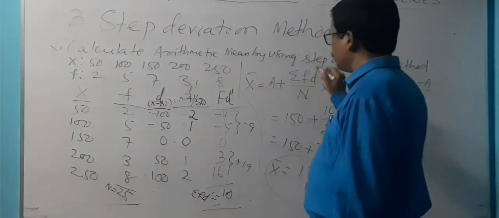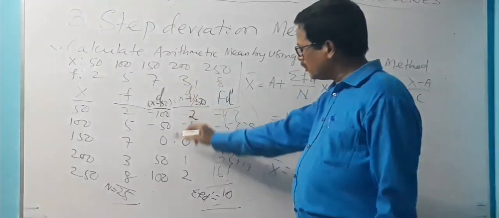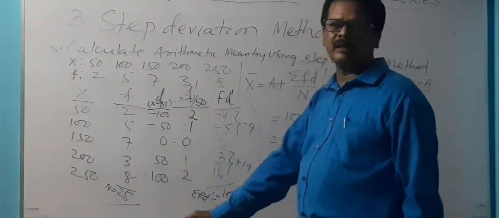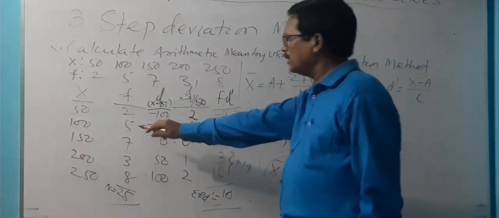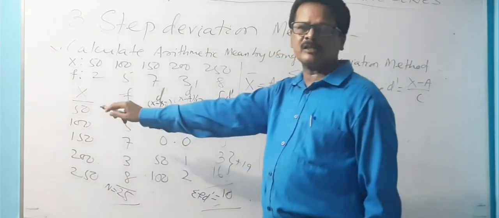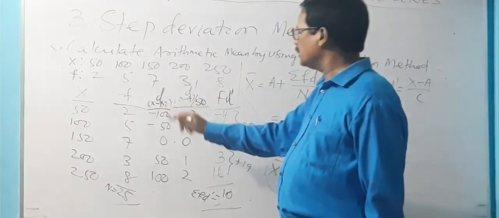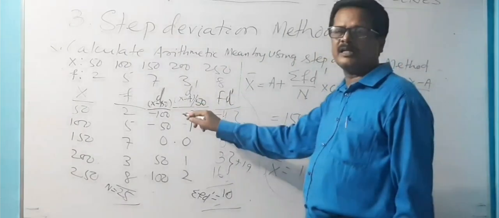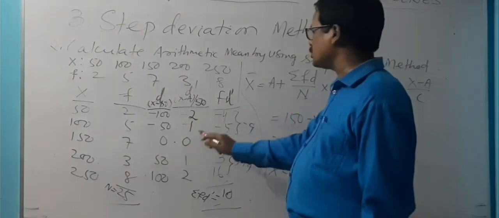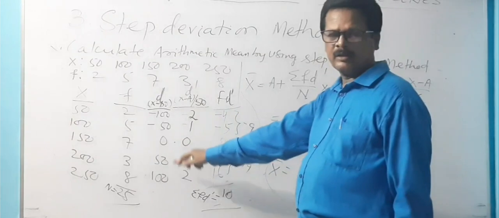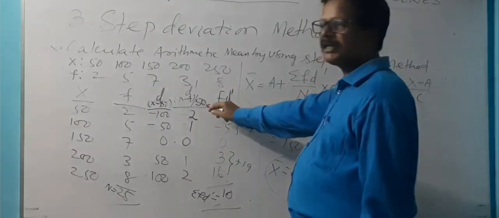Then to calculate the value of D dash, at first we have to calculate the value of D. D is equal to X minus A. Take an assumed mean and take the deviation of items from this value. So first find out D. Then D dash is equal to D by C, that is X minus A divided by C. What is C? C is the common factor which is taken from column D. In column D, 50 is the common factor, so we have taken 50 as C.